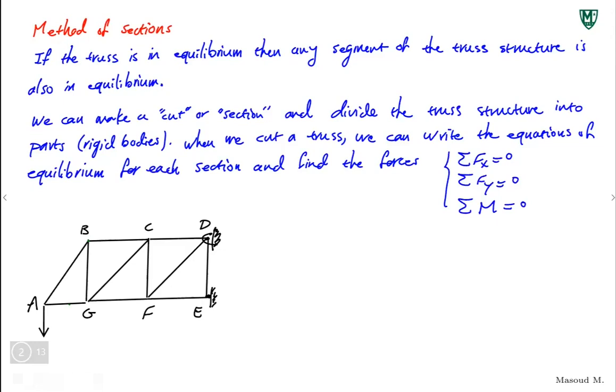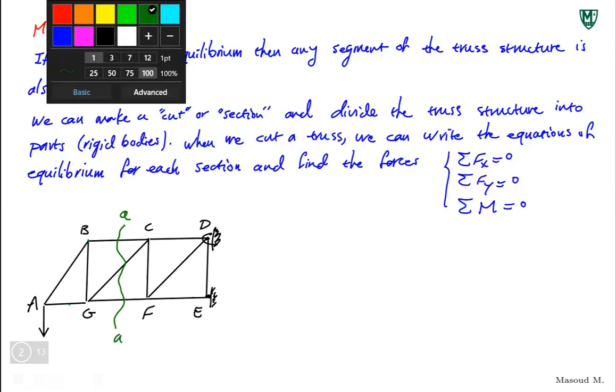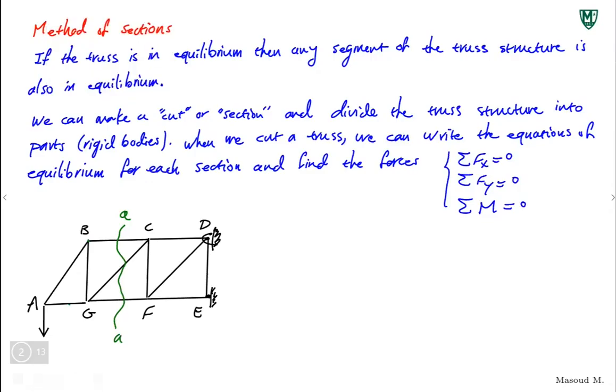Now, I make a cut. I make a section. I say I'm going to cut the truss from here. Let's call this cut AA, following line AA. It doesn't even have to be straight, just some general line. I cut this. Now, if I do this cut, let's see what I get. I get two separate bodies, right?